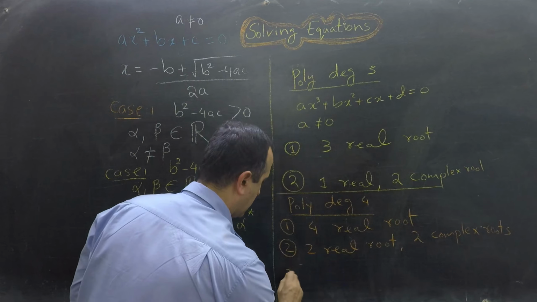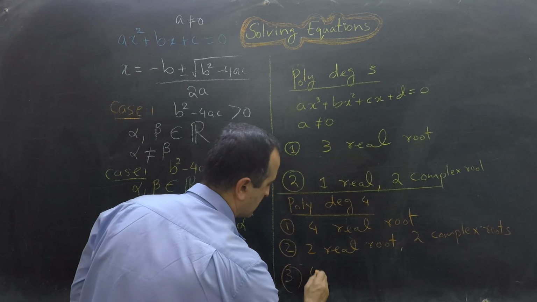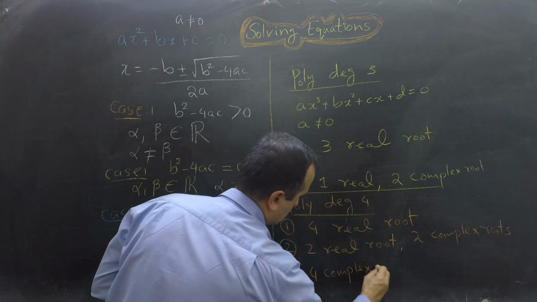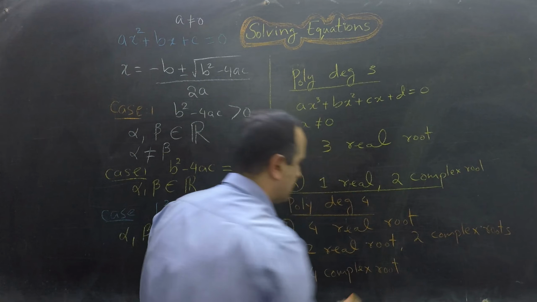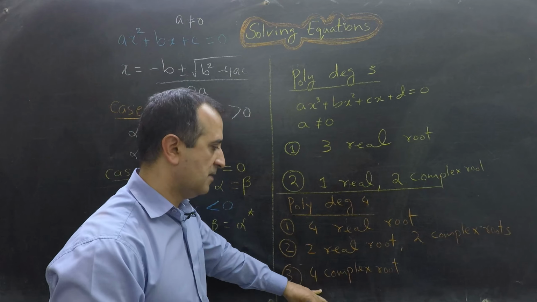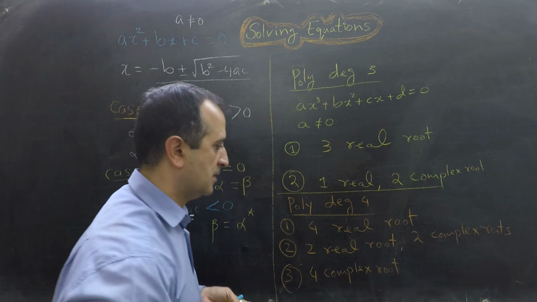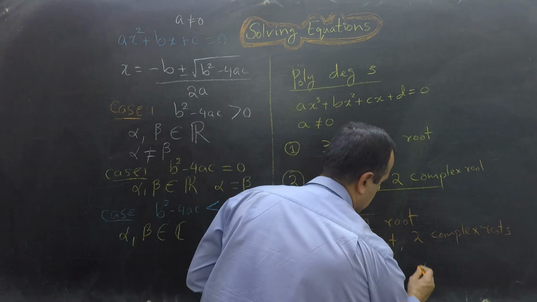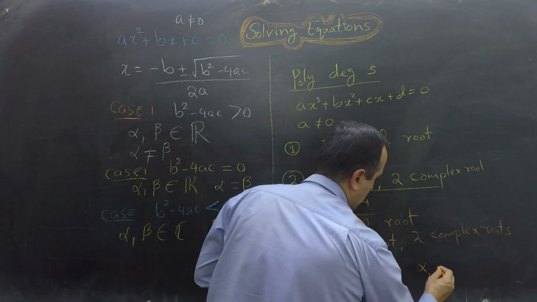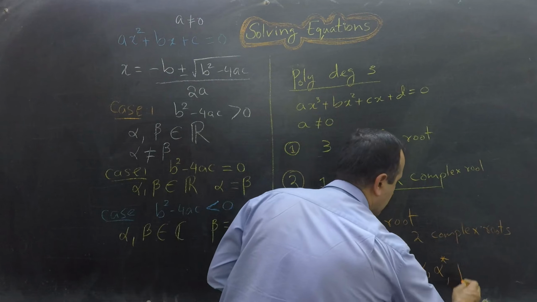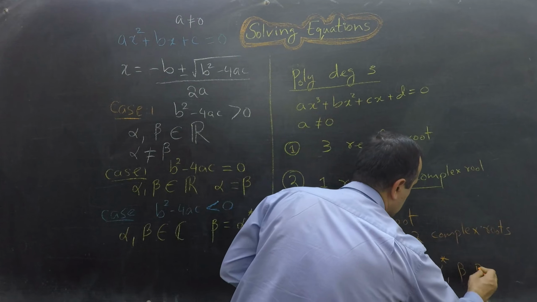Or I could have 4 complex roots, where these roots will be in pairs. Each pair will be conjugate of the other complex root. So in this case I will have my root alpha and my root alpha conjugate, and I will have my root beta and my root beta conjugate.